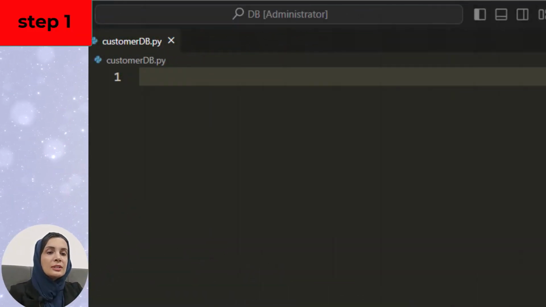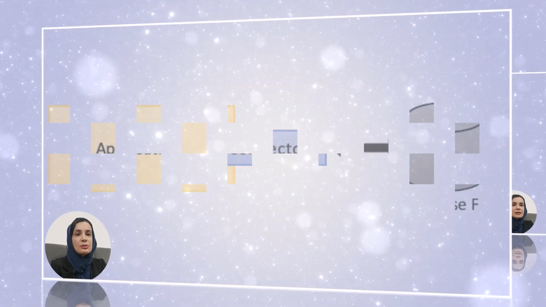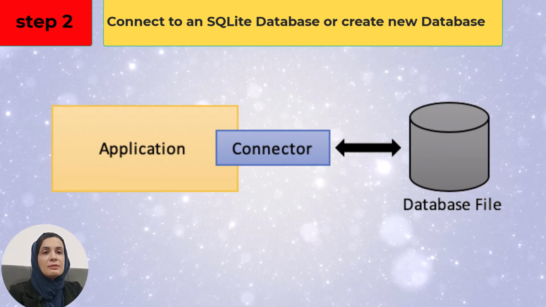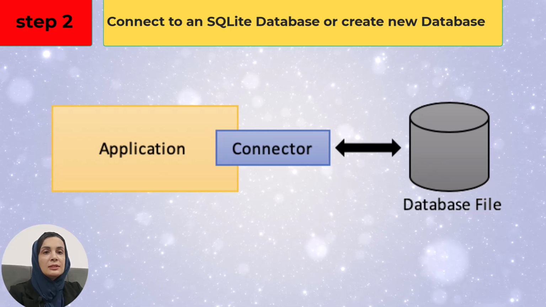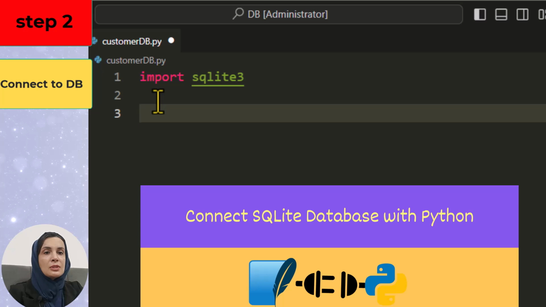Let's set it up. First, open your code editor and write this line. To work with a database in Python, we first need to import the SQLite library. This library allows Python to interact with SQLite databases. To connect to a database, you can use the connect method. If the database file doesn't exist, it will be created automatically. So to connect to a database, we type like this.